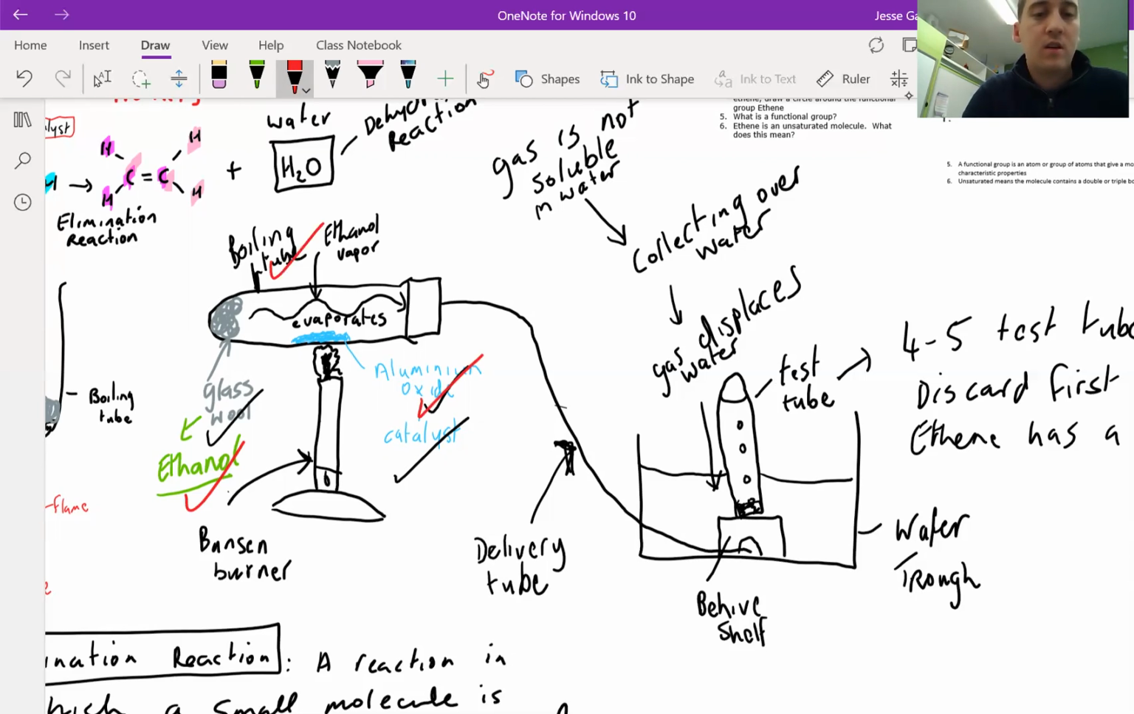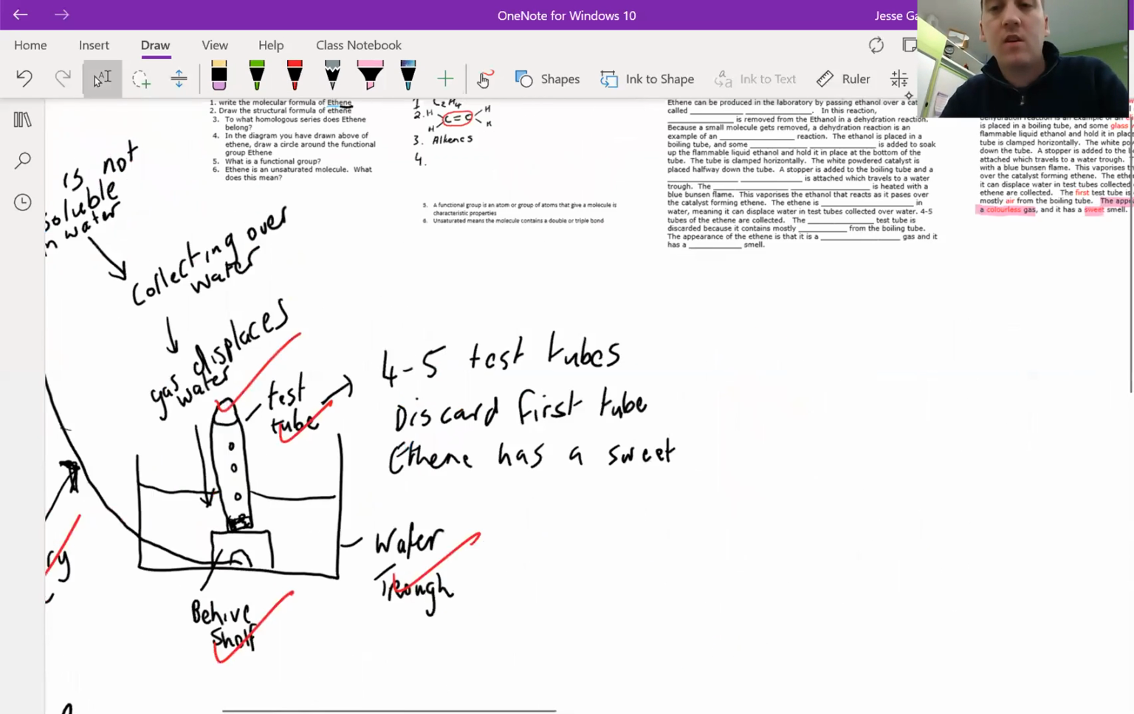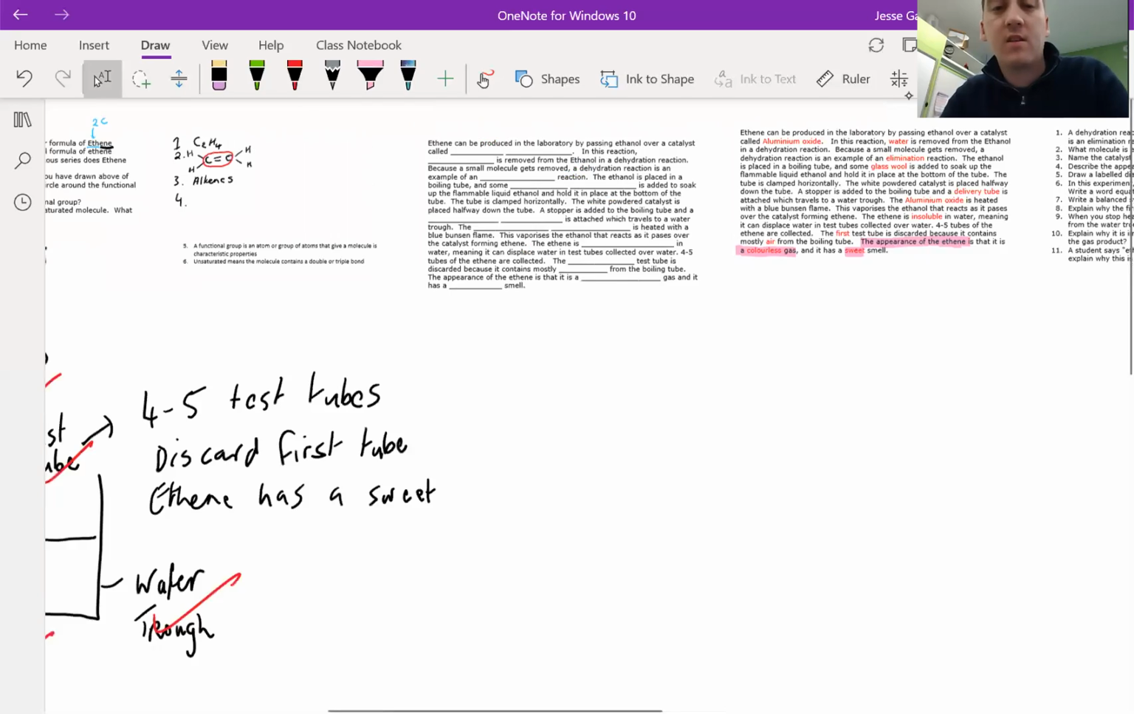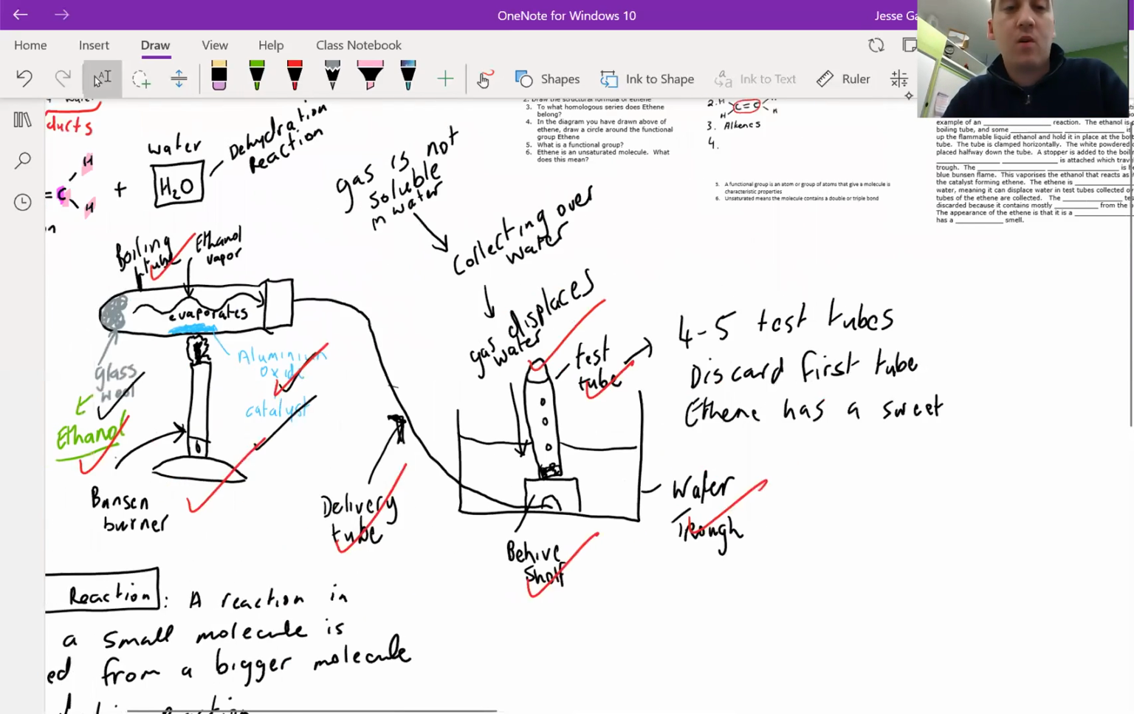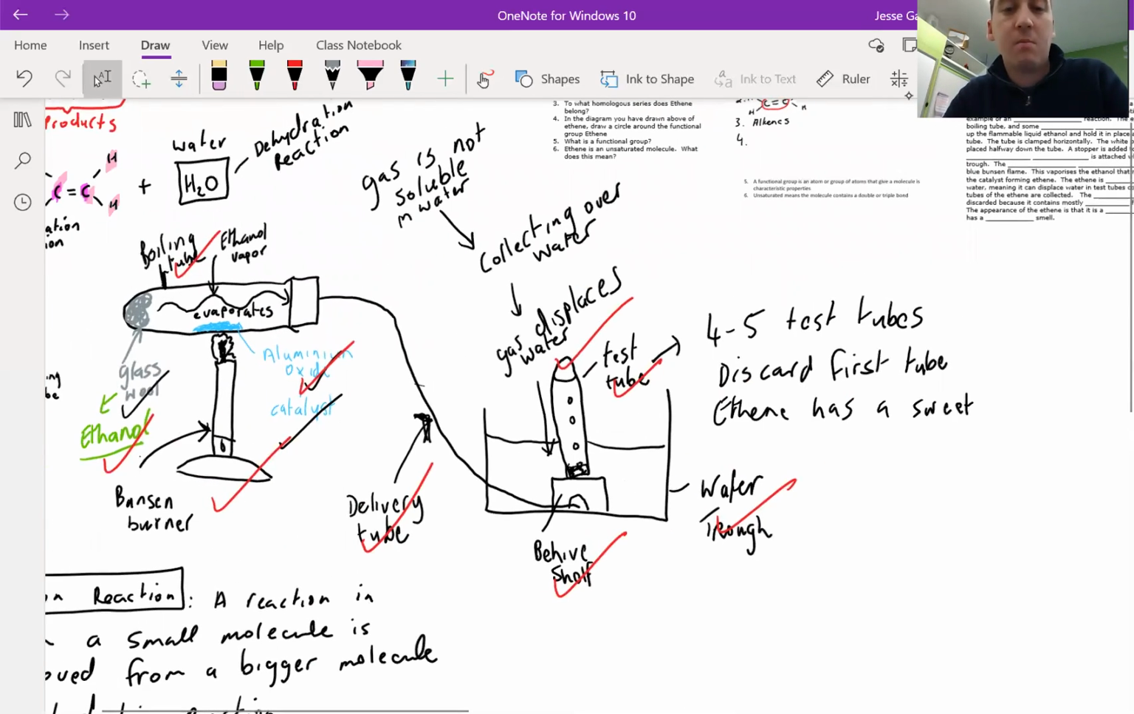Boiling tube, the Bunsen burner, the delivery tube should be labeled, the water trough, the beehive shelf, the test tube, and the gas up here displacing the water. So all of that would be required to be a good diagram. So well done if you managed to do that. It's quite a lot of detail there. If you didn't, you should pause the video and add any detail there that you missed. So do that now.